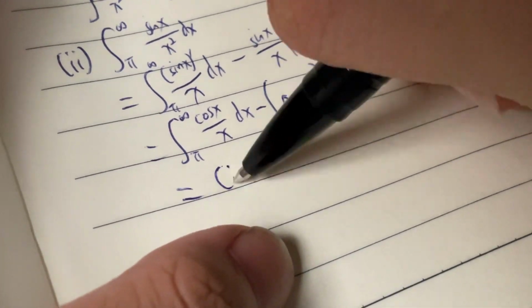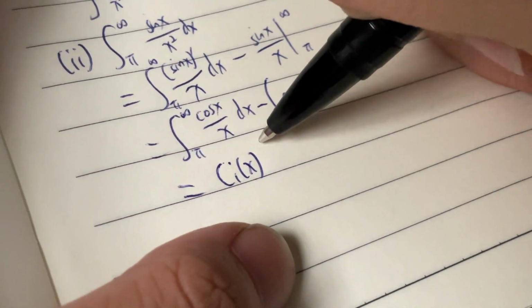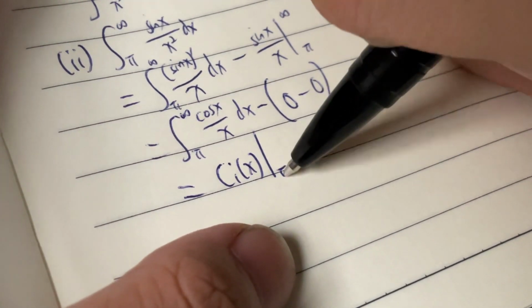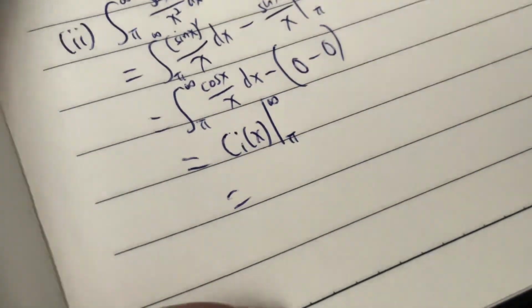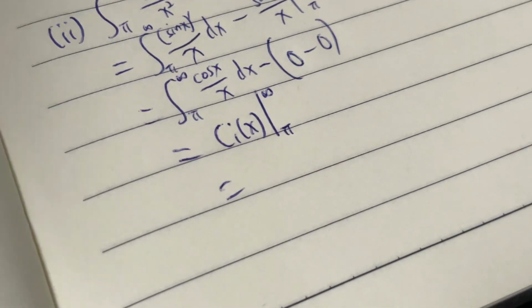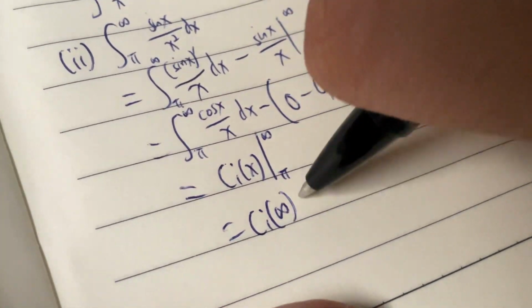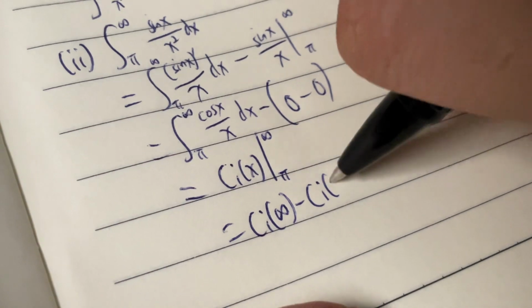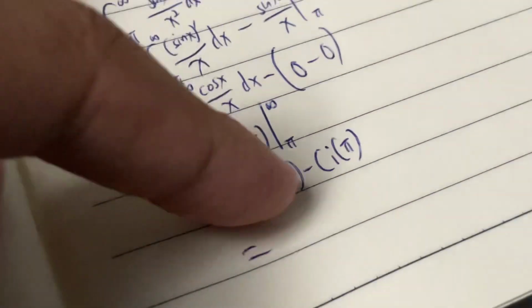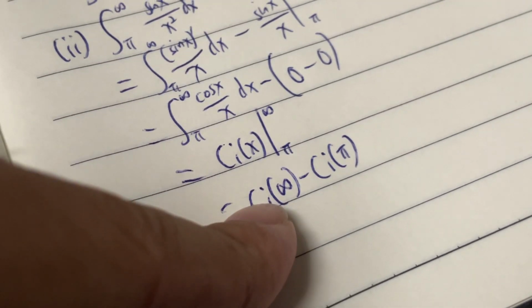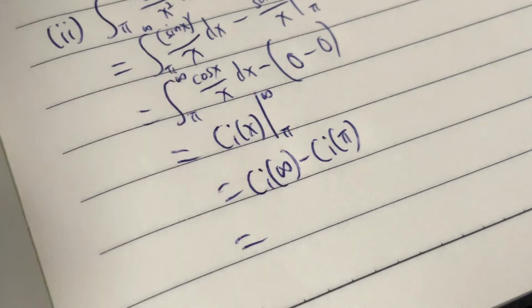So the integral of cosine x over x is given by Ci of x, right? So you get Ci of x from pi to infinity. Good. So what is Ci of... let me just put it first. Ci of infinity minus Ci of pi, like that. So what is Ci of infinity? If you are not sure about the graph of Ci, check it out.